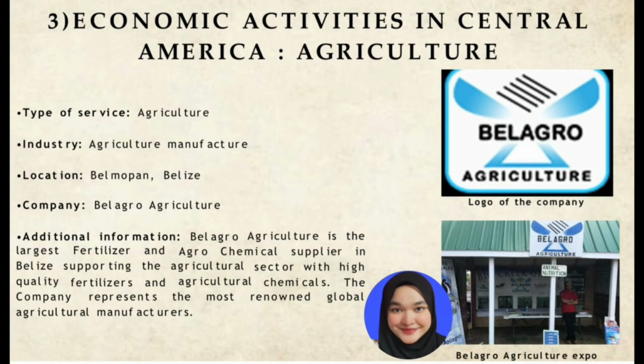And next economic activities in Central America is agriculture. The type of service is agriculture, industry, agriculture, manufacture. Location in Belmopan, Belize. Company Belagro Agriculture. Additional information, Belagro Agriculture is the largest fertilizer and agrochemical supplier in Belize, supporting the agriculture sector with high quality fertilizers and agriculture chemicals. The company represents the most renowned global agriculture manufacturers.